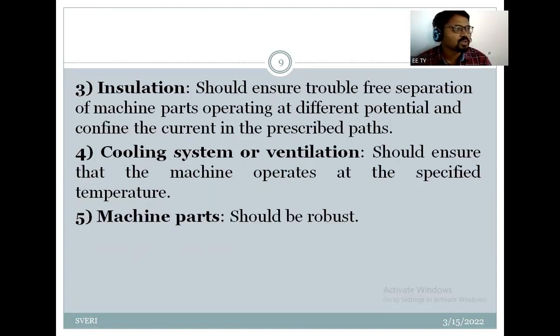Next point is insulation. Whenever we are going to design any particular electrical machine, the insulation should be a proper insulation. Then cooling system or ventilation. As you are considering the design of any particular machine, that machine should have proper cooling or ventilation arrangement. And the last part is nothing but, whatever the machine parts are there, they should be robust in nature, that they should have sufficient mechanical strength. Have you got it? These 5 points are related to the design factors of electrical machine.